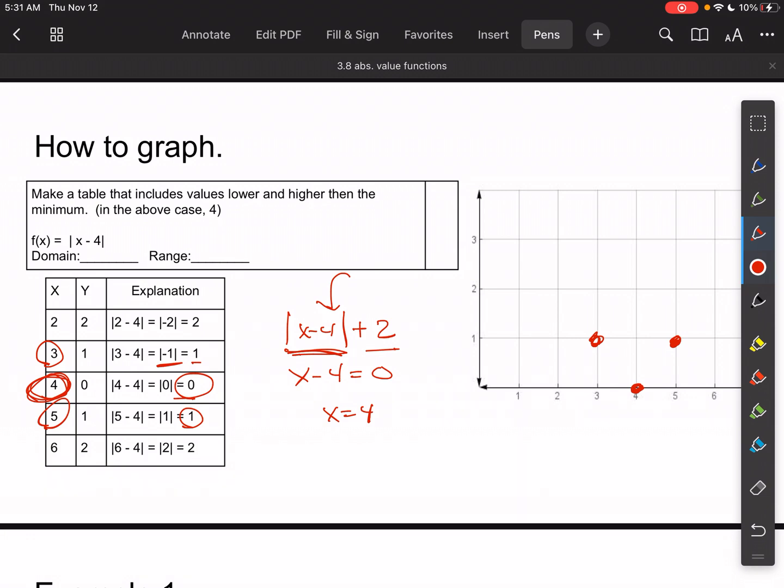Okay, then you plug another number in. Let's plug a 2 in. You plug a 2 in, you get 2. Okay, you plug a 6 in, you also get 2. And we end up with this V shape. So absolute values are always going to have this V shape whenever you see that.